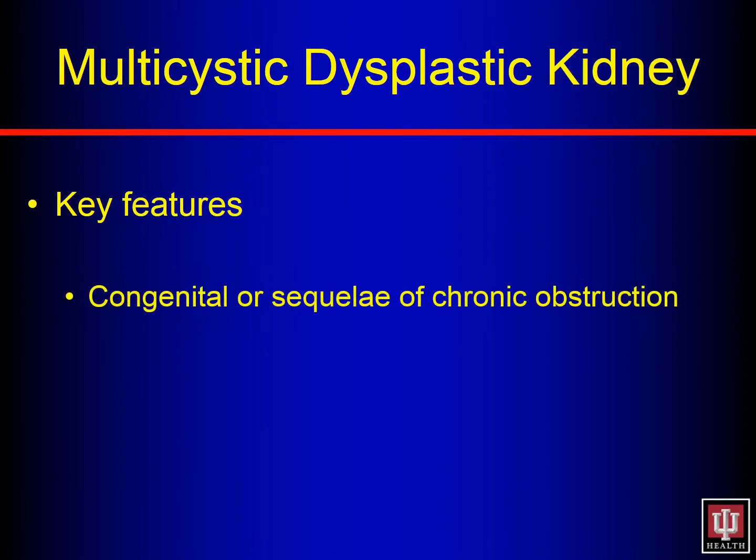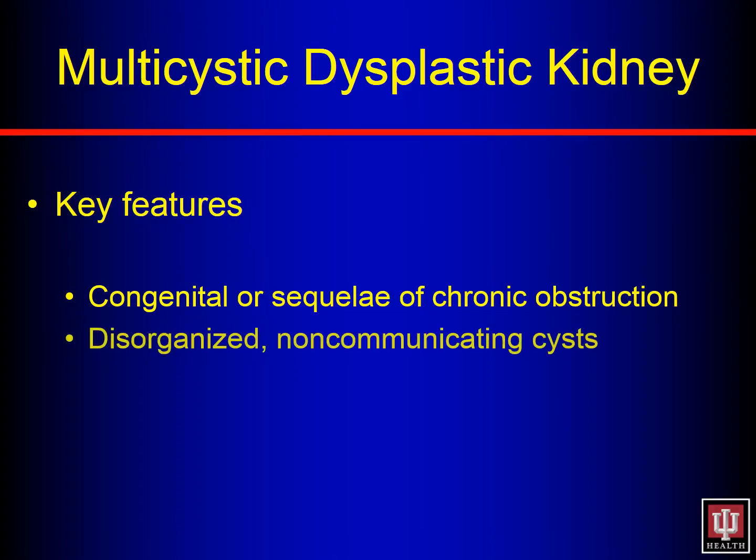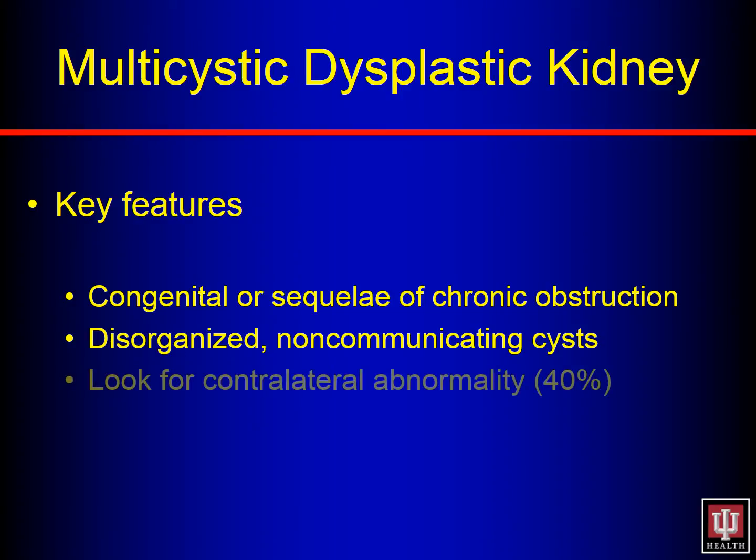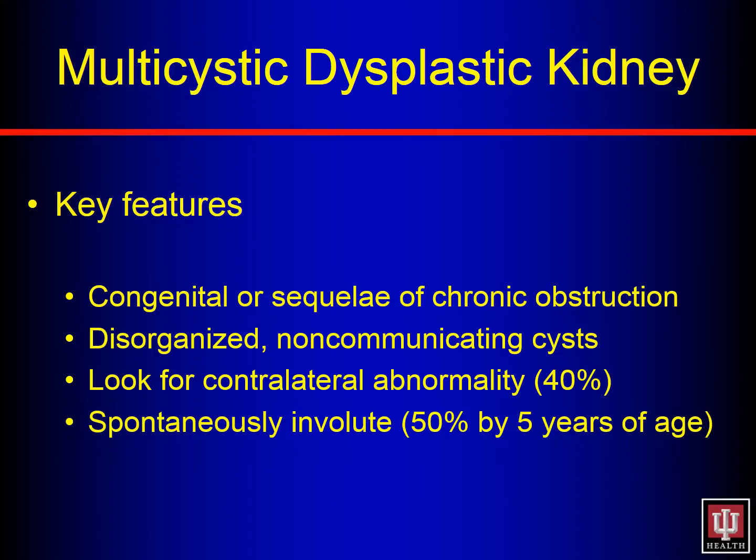So to recap, key features for MCDK, we're talking about either a congenital process or the effects of chronic obstruction, primary or secondary disease. And we have non-communicating cysts in a disorganized pattern, often that have completely replaced the renal parenchyma. You want to look on the other side of the patient because a contralateral anomaly, either another obstruction or some sort of anatomic defect, are frequently seen.